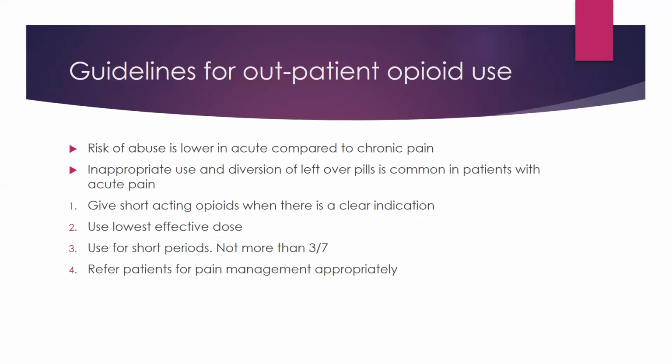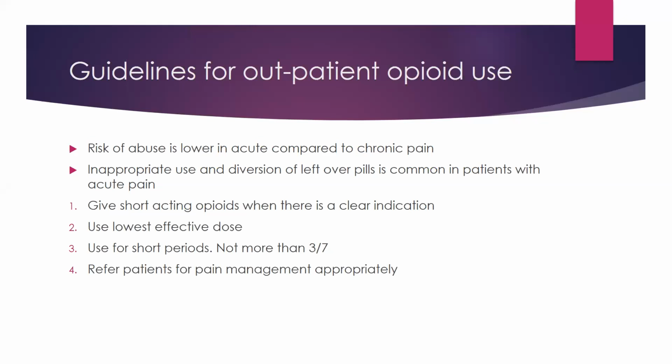So in the outpatient unit, we have patients who need opioids. So we are not saying that do not give them opioids. The risk of abuse is lower in acute pain compared to chronic pain. But again, the commonest problem with acute pain patients is that they do not finish their dose of opioids. So they use the remaining pills inappropriately or divert those pills. What we mean by diversion is they will give it to their relatives. Some of them will sell off those medications. So we need to give opioids for a short time.